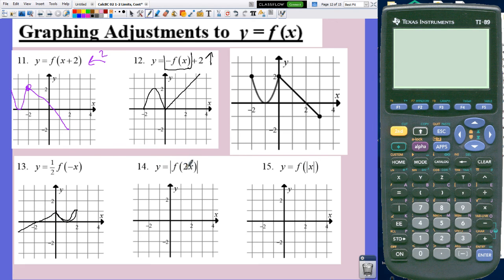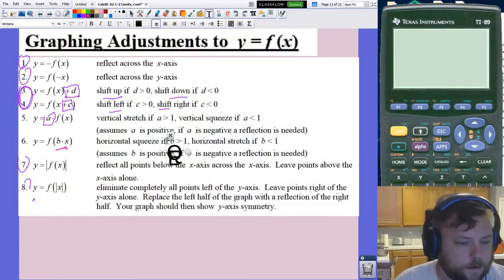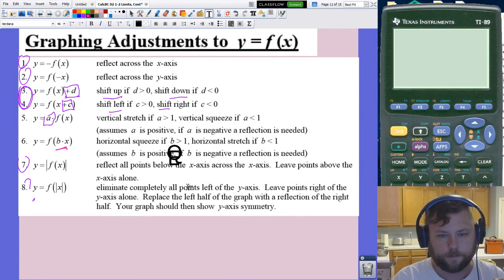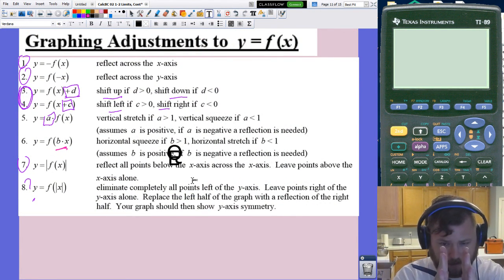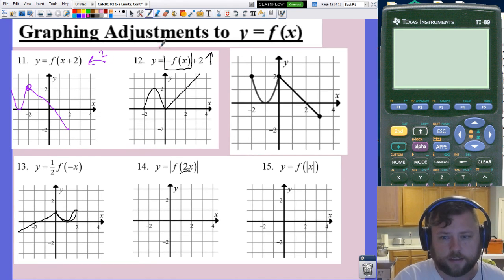Now, absolute value f of 2x. So f of 2x, since that's the inside, let's do that first. 2x, as a reminder, is a horizontal squeeze. So you think horizontal squeeze is where you're squeezing it in horizontally like this. So kind of making it skinnier. So that's going to make this skinnier right here. So it's going to kind of do like this and this. Kind of think of it that way.